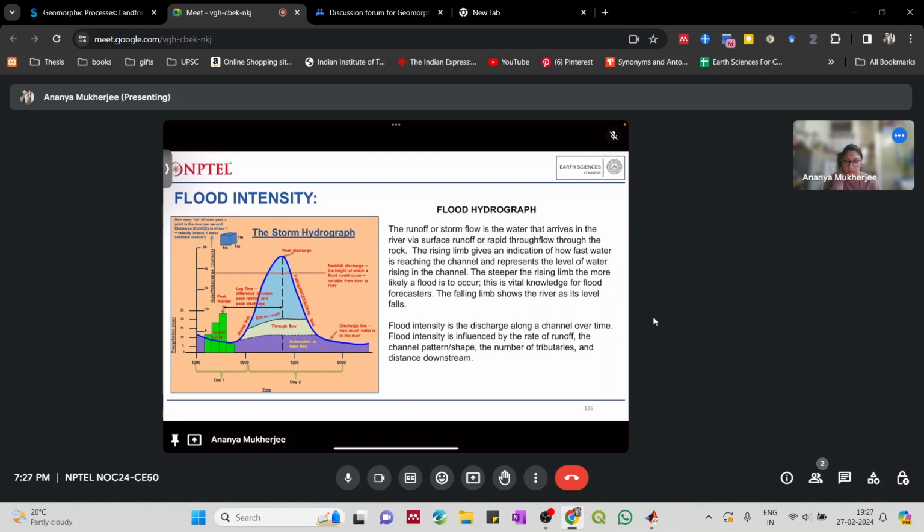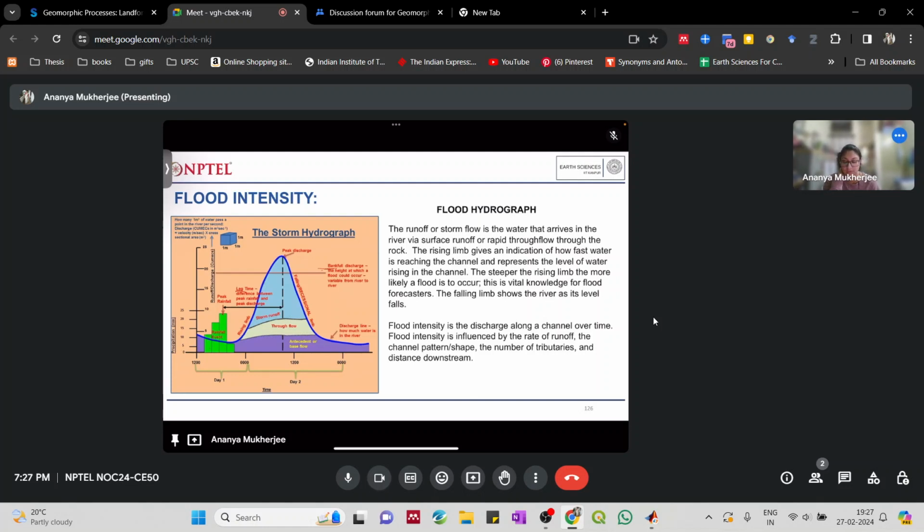Okay, so this is called the lag time. Then after the rainfall event has happened, there is a rising limb. Okay, so this also depends on the lag time that is present between the peak rainfall and the peak discharge. And at a certain level, you have the bank full discharge. Okay, so that is the height at which the flood can occur.